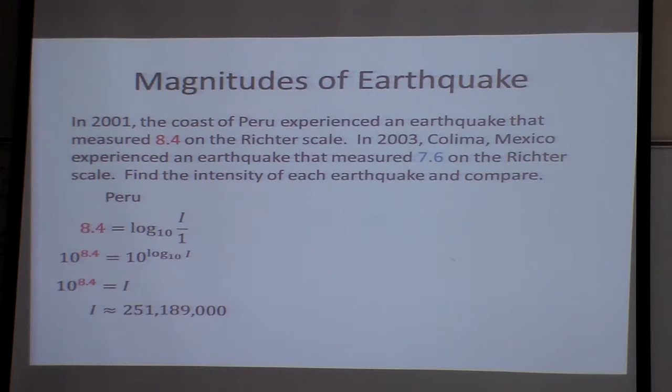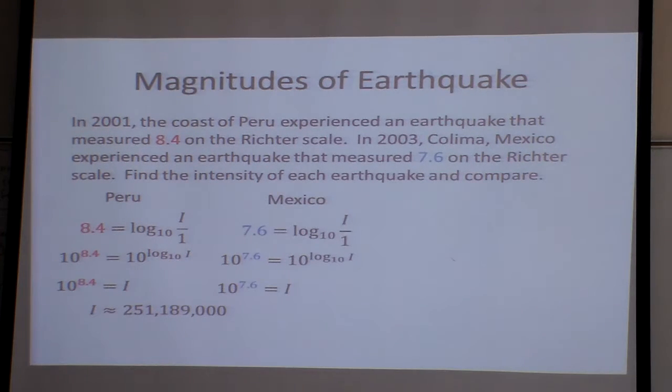Whoa, that is huge. So let's find Mexico. How would I do Mexico? Just like this one, but instead of 8.4, it's going to be 7.6. And I really don't need the 1. I just showed you that I sub 0 was 1. And I'm going to do that 10th power. So basically 10 to the 7.6 is I, which means it's 39 million.